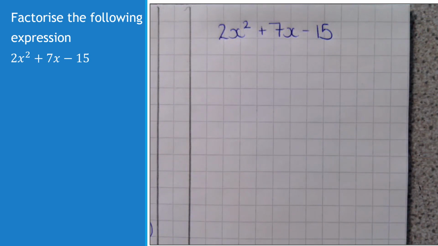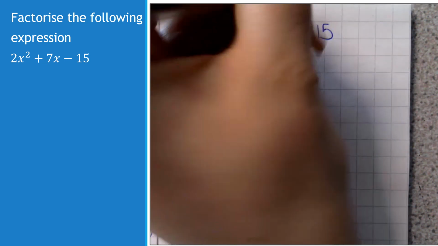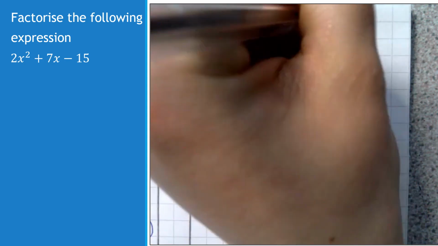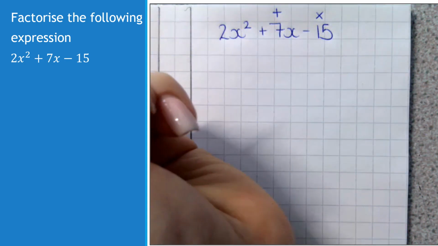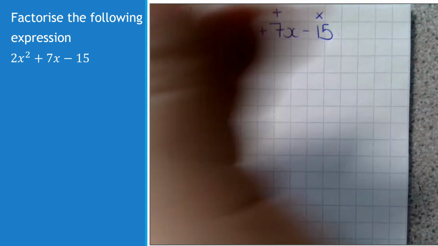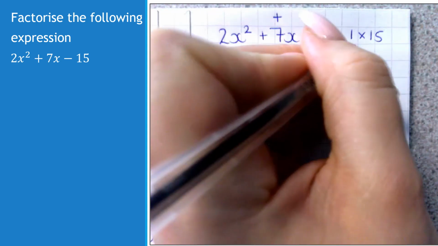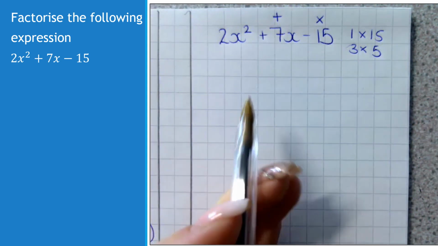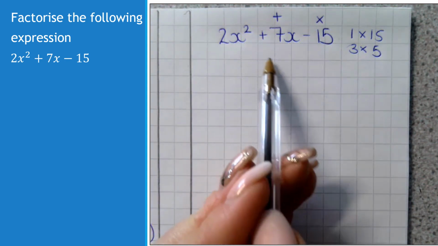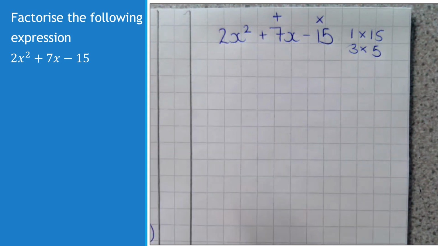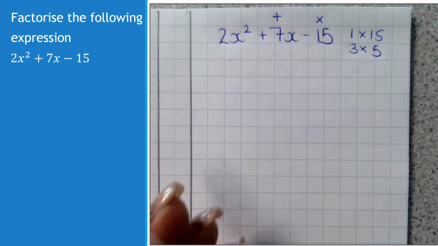So like with our previous examples of factorising into double brackets, we're still going to follow the same method of finding two numbers that add to make 7 and multiply, sorry, to give us negative 15. So I'm going to do the same thing, write down my factors of 15, so 1 and 15 and 3 and 5. But straight off the bat, you can see that none of those are going to give me a sum of 7. And this is where the coefficient of x squared comes into play.